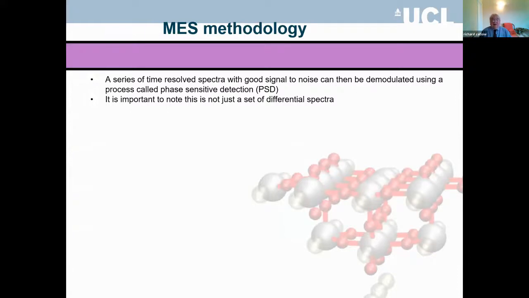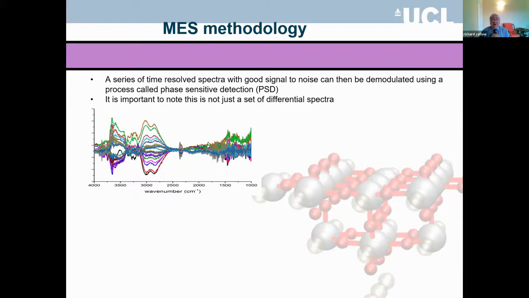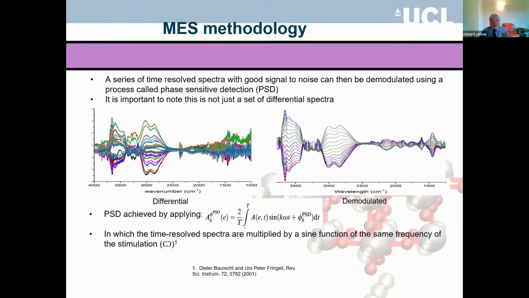So you have a series of time-resolved spectra with good signal to noise, and you can demodulate them using this phase-sensitive detection. Essentially all you really do is a sort of Fourier transform. You apply this modulation summarized in the equation there, and the time-resolved spectra are multiplied by a sine function of the same frequency as the stimulation, and that picks out the species in the spectrum that are changing with the stimulation. So it picks out the active sites and the intermediates in the catalytic process.